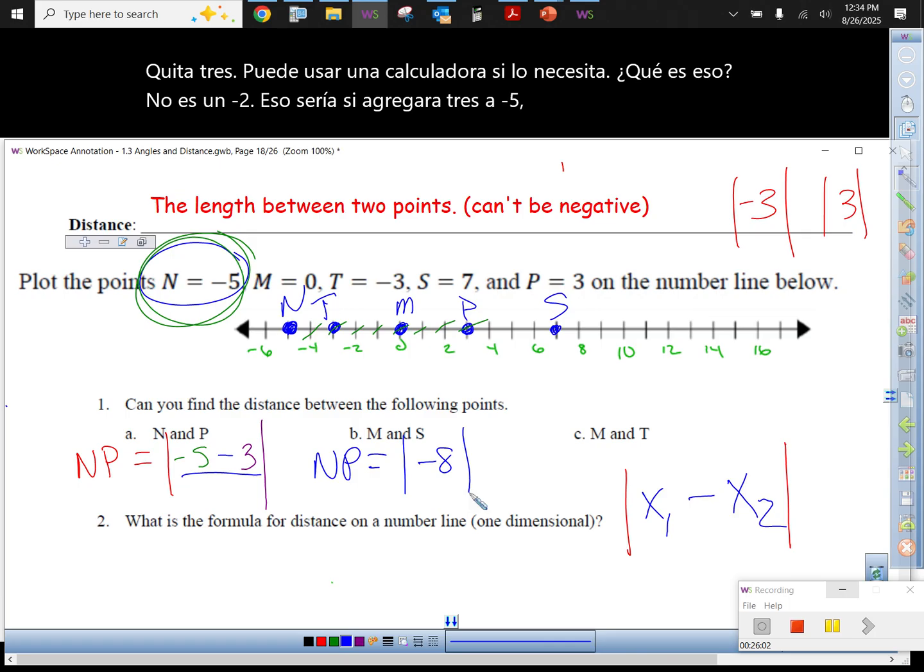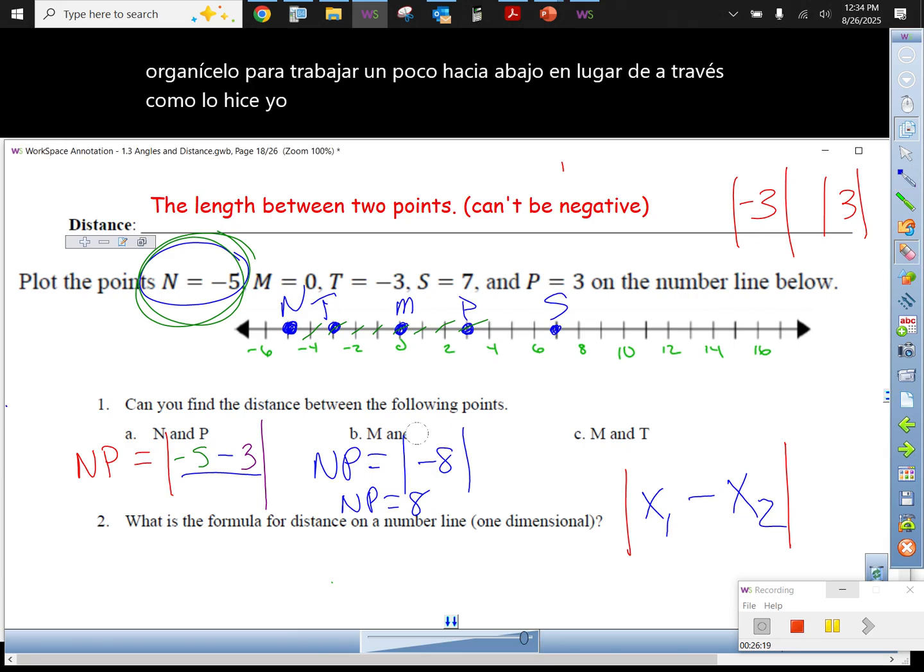What do the absolute value bars mean? The distance from N to P is really how much? 8. And we did that by counting it out, right? We totally did that. Please organize that work down a little bit instead of across like I was, if there's room. So I'm going to erase, and let's try again.